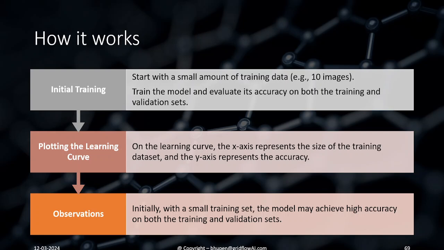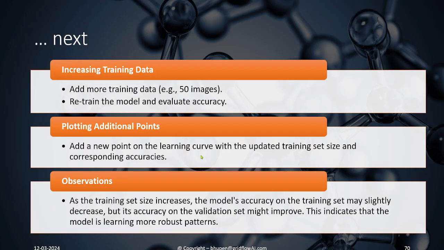And then we can measure the accuracies at each of the points, and then see how the curve looks from the training and testing accuracy perspective. So that's called learning curve. With increasing training data, you add more training data, and it could be anything like images or text data, plotting additional points. So you add a new point on the learning curve as you train and test it.